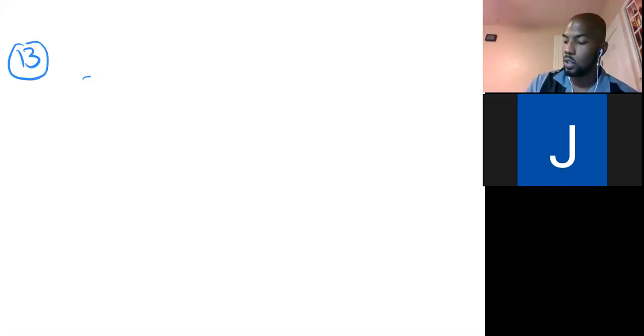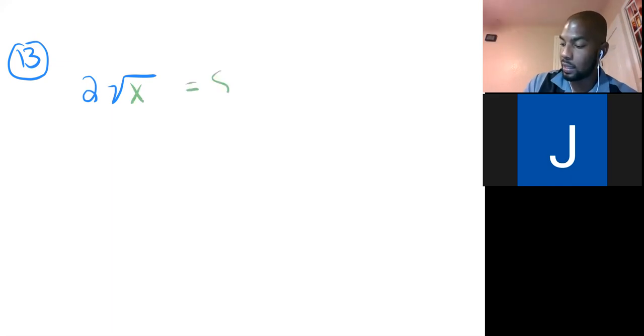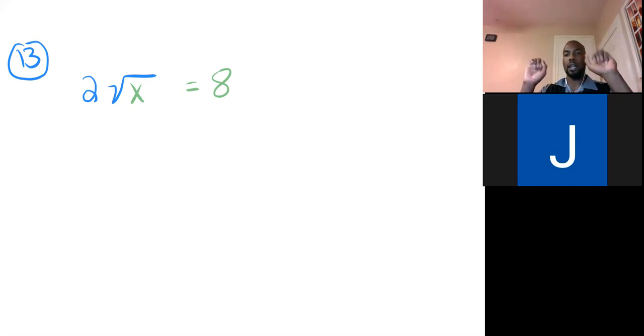Let's try to substitute some numbers. So if I'm substituting a number, 2 times rad x, does that equal 8? They're not going to give us an if. So how do I solve this? 10 seconds, go. What is the x value?